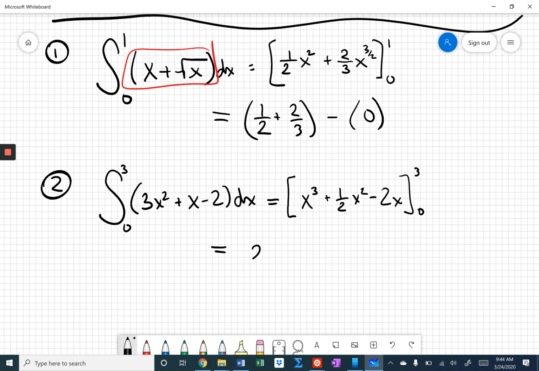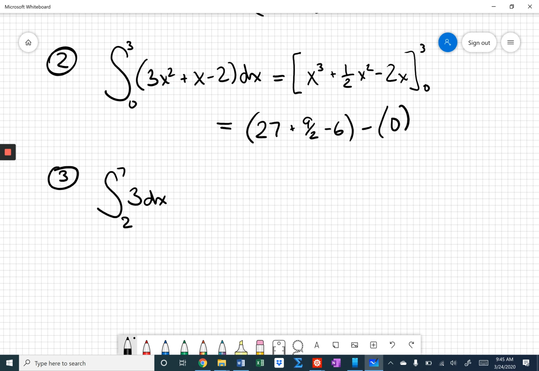So 3 cubed is 27 plus 3 squared times 1/2, which is just 9/2 minus 6. And then plug in 0, and we get 0. And so that's our answer. I'm not going to take the time to simplify the arithmetic. You can on your own.